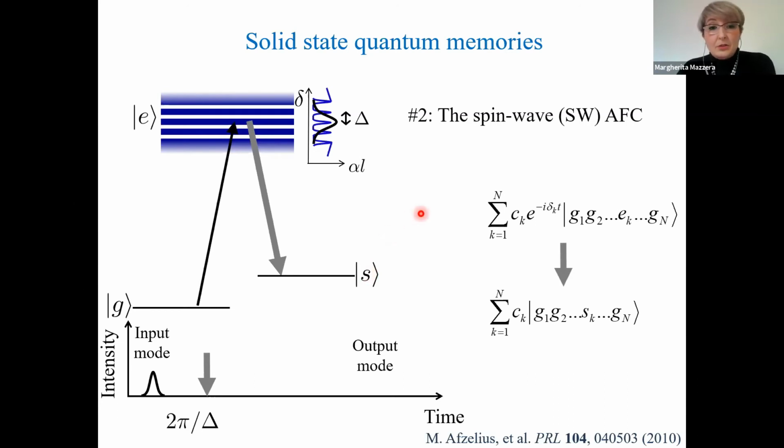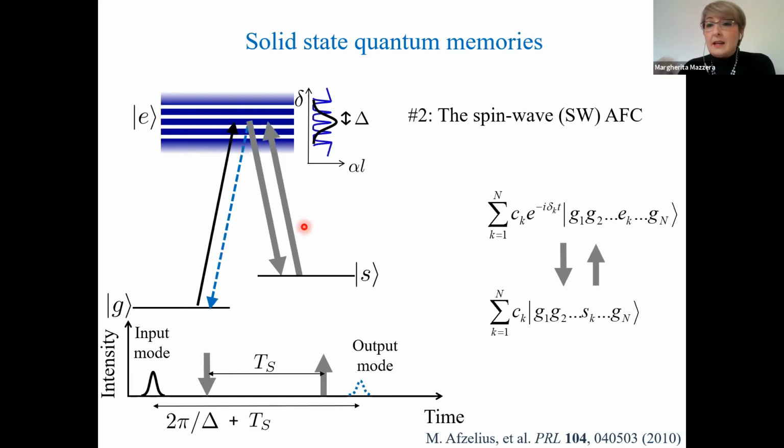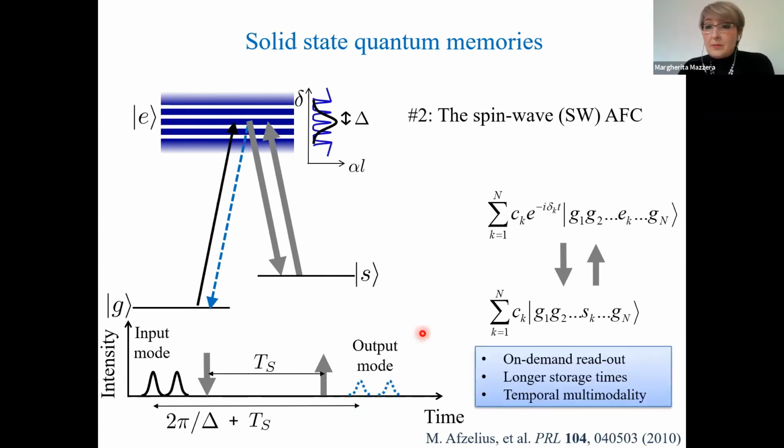And then you can have an on-demand retrieval by just sending another optical pulse and obtaining a so-called spin wave echo. Now, this is an on-demand protocol for the storage of single photons. It gives access to long storage times, and it's also inherently temporally multimode.